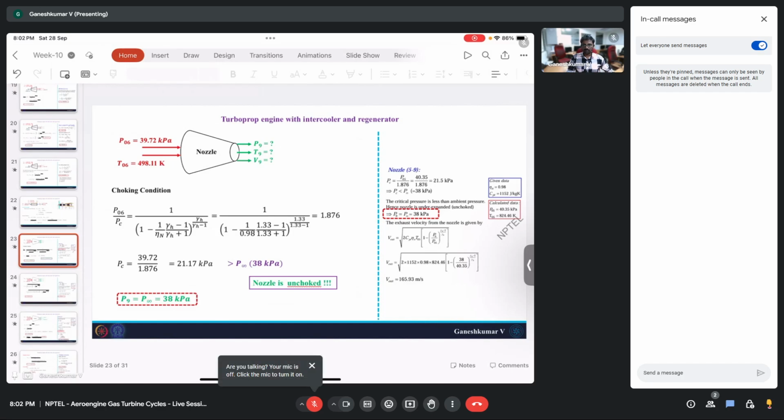Okay. 21.17 is really less than 38 kiloparsecs, so it's a null chop. All right.